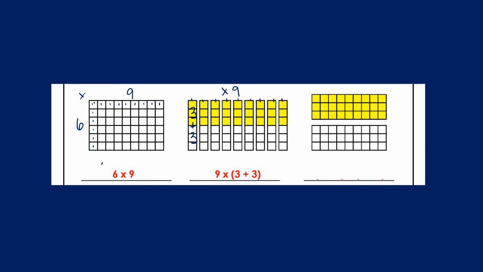In the next example, we have 2 arrays. Our first array is 3 tall and 9 wide. And similarly, the bottom one is also 3 by 9. So we're going to add these together, and our expression would be 3 times 9 plus 3 times 9. You could also say the product of 3 times 9 plus the product of 3 times 9.